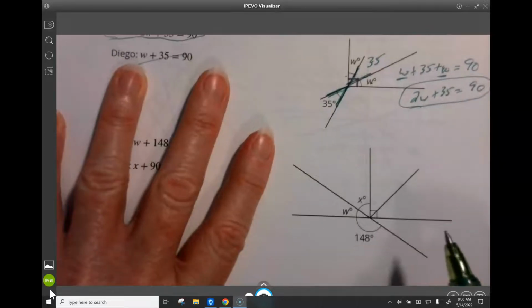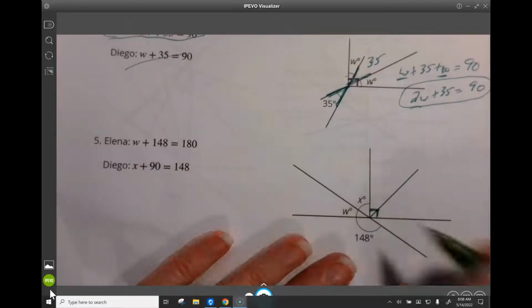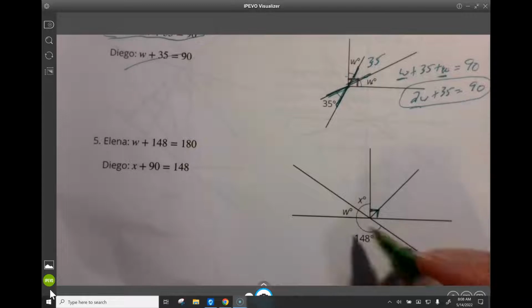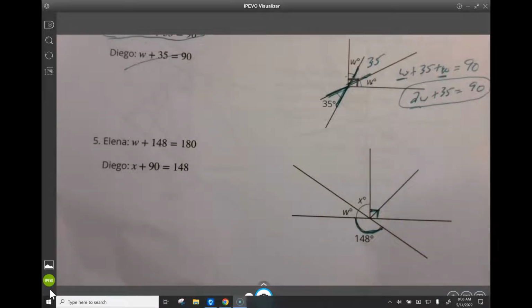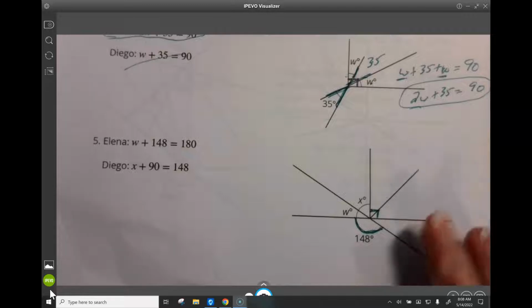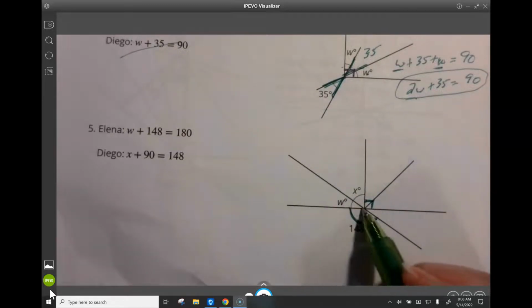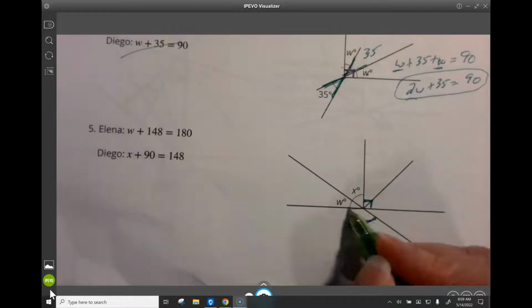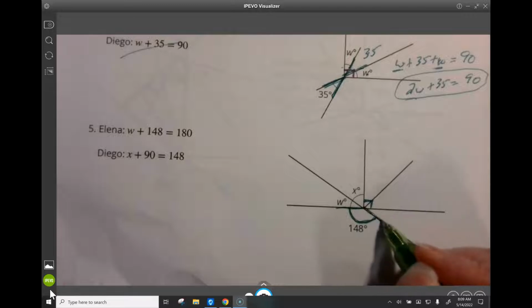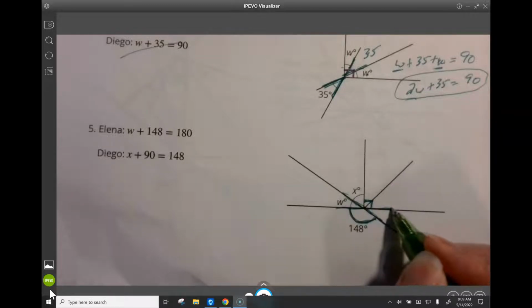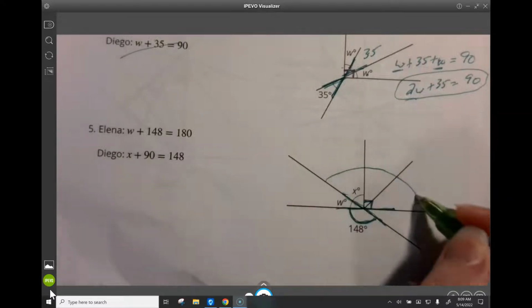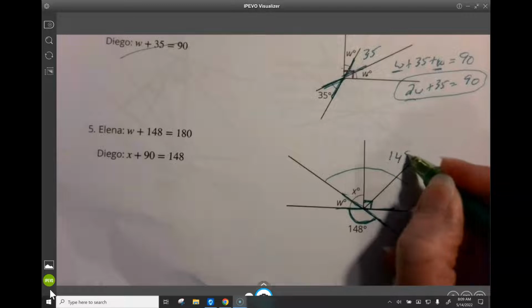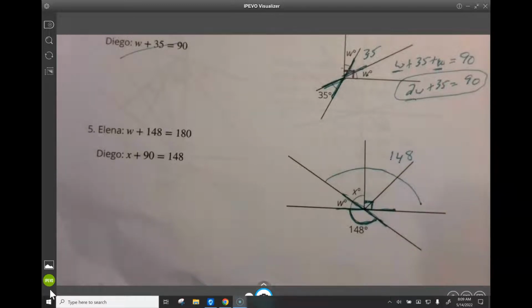We look at the picture. What do we know? We know that this is 90 degrees. This is 145. They didn't make that real clear. This is 148. Okay? So what do we know? Is this a vertical angle with anything? Here we have this one and this one. Do we have that one and that one? Yes. This one and this one. So this entire thing is 148.